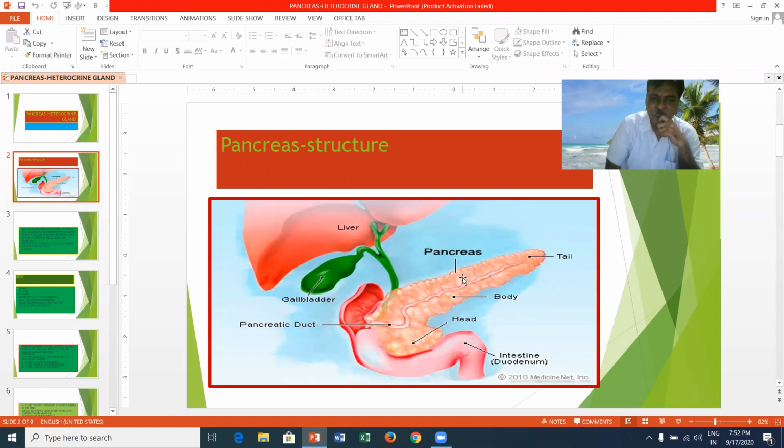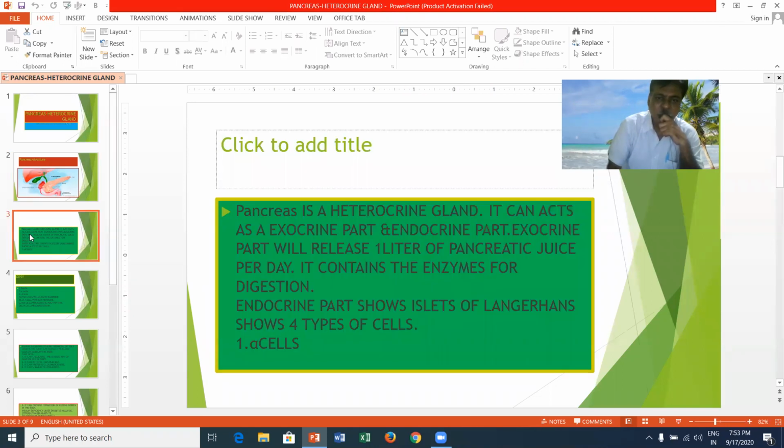Heterocrine gland means that, as an exocrine part, it can release the pancreatic juice. Pancreatic juice contains some of the enzymes which are necessary for digestion. This juice comes and goes into the pancreatic duct and finally goes into the duodenal part, where it is helpful in digestion.